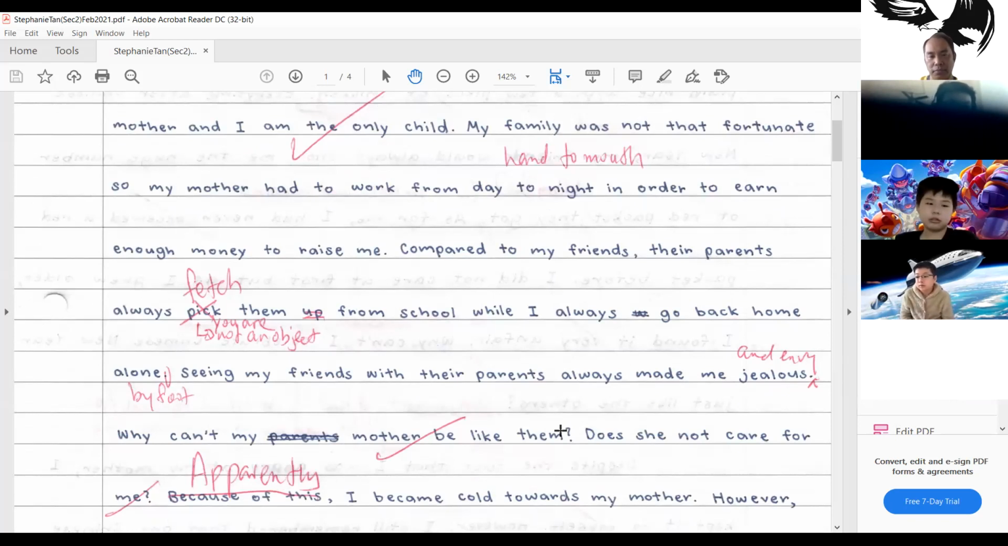Compared to my friends, their parents always fetch them from school while I always go back home alone.